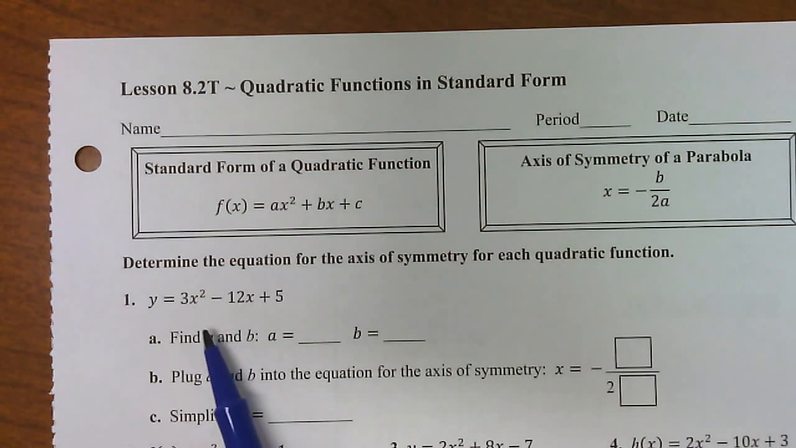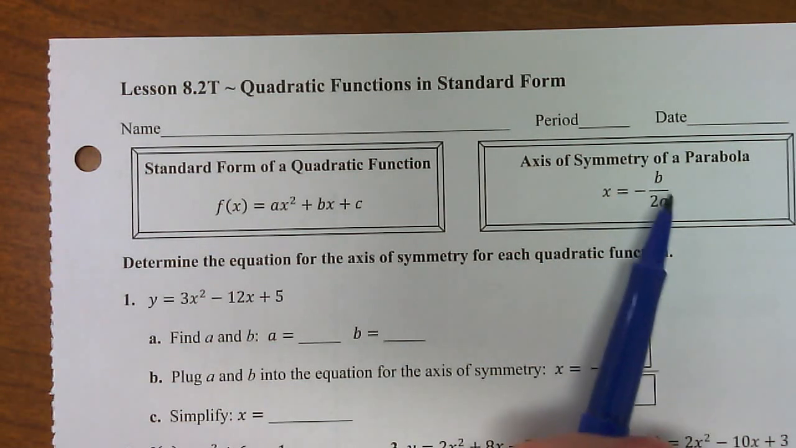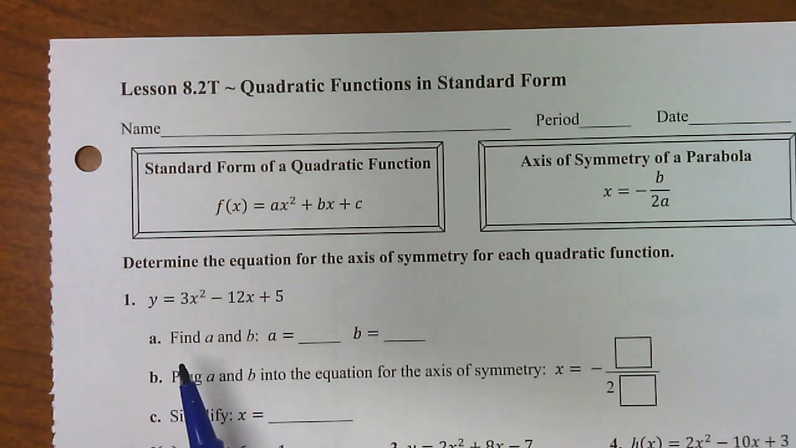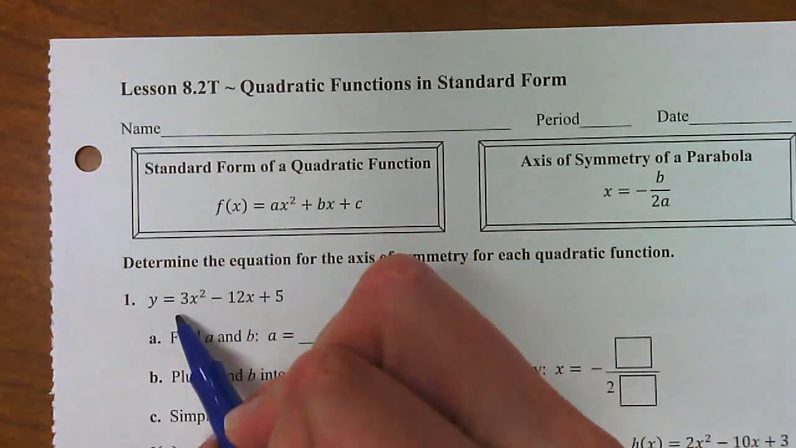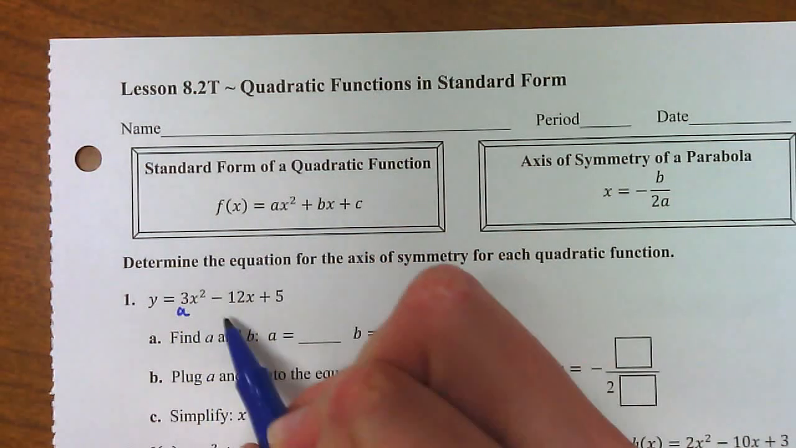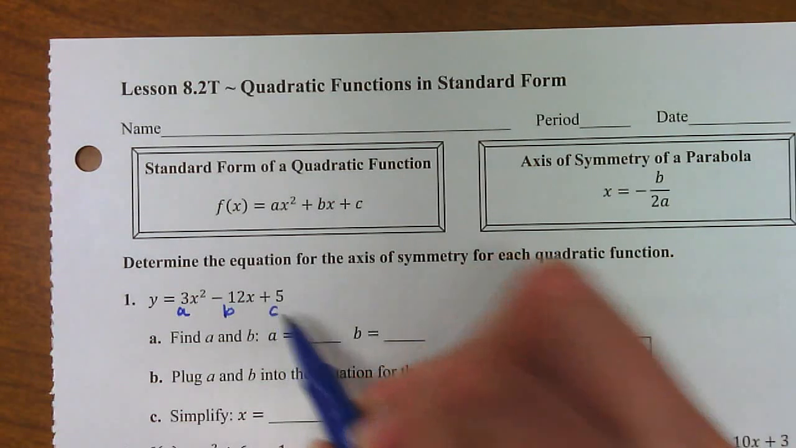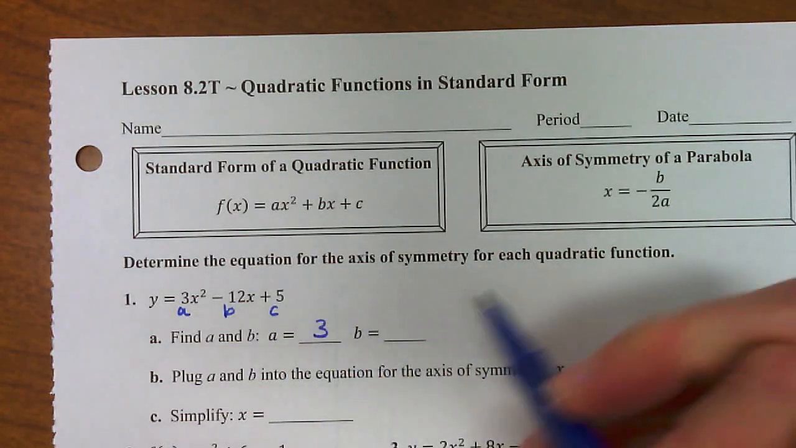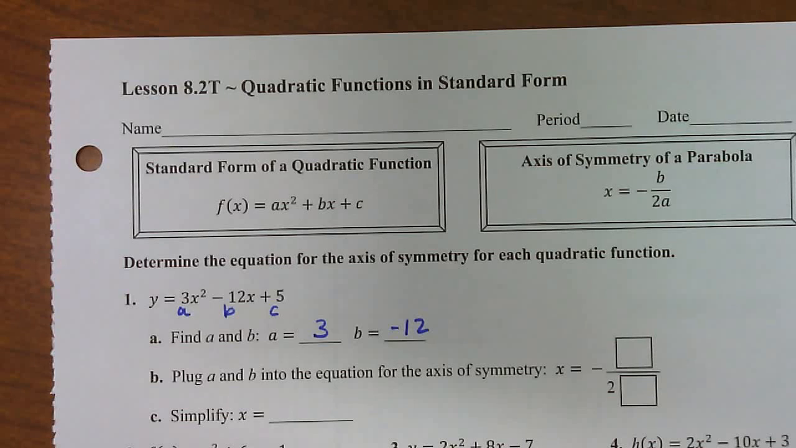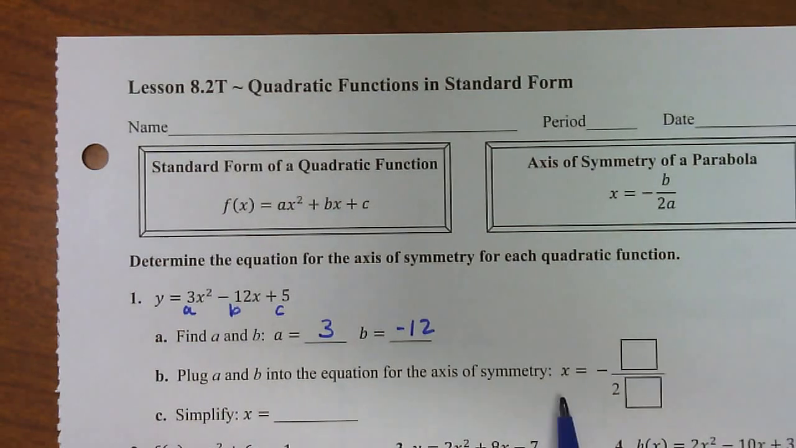So the first thing that we're going to have to do, since we need a and b, is going to be identify what a and b is. So if we match this up, this is the a, this is the b, this is the c. So a is 3, b is negative 12. Plug a and b into the equation.